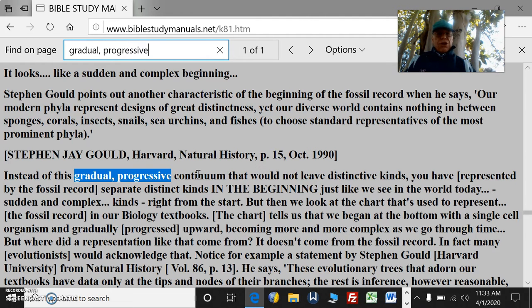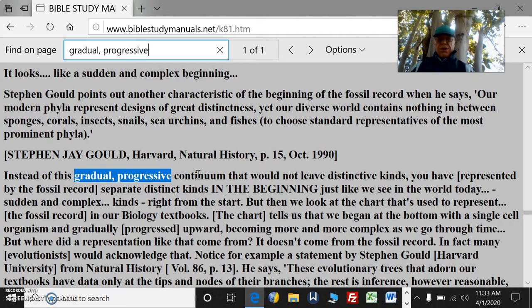But then we look at the chart that's used to represent the fossil record in our biology textbooks. The chart tells us that we began at the bottom with a single cell organism and gradually progressed upward, becoming more and more complex as we go through time. But where did a representation like that come from? It doesn't come from the fossil record. In fact, many evolutionists would acknowledge that.